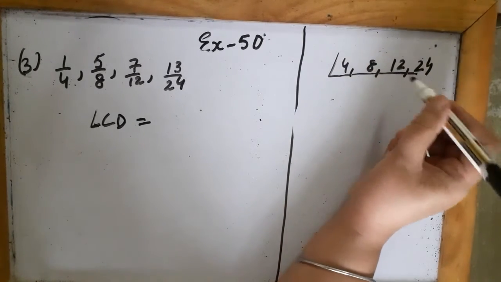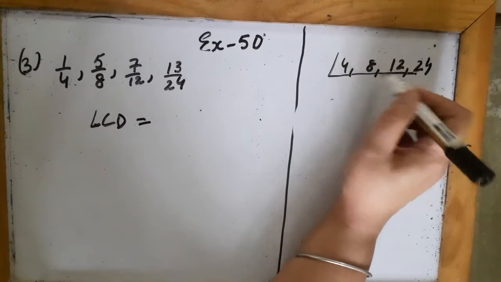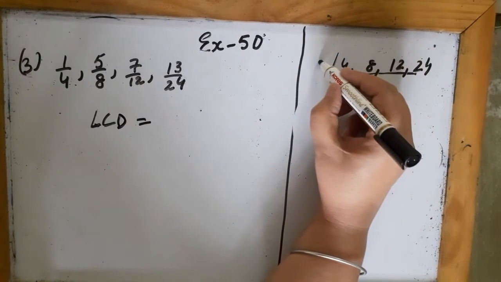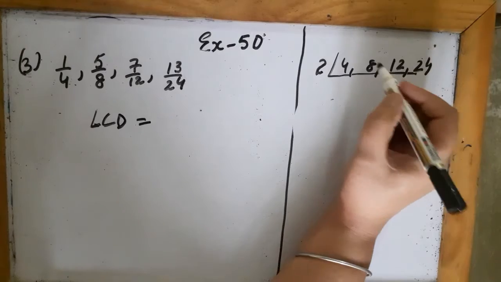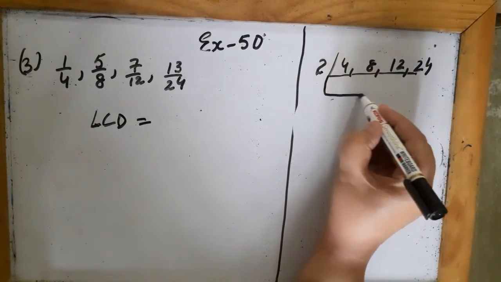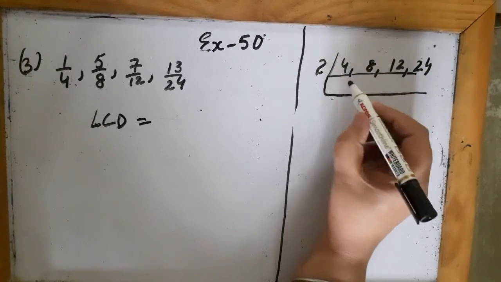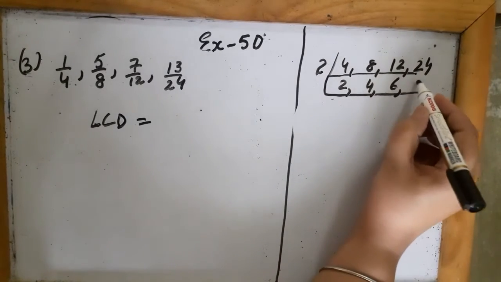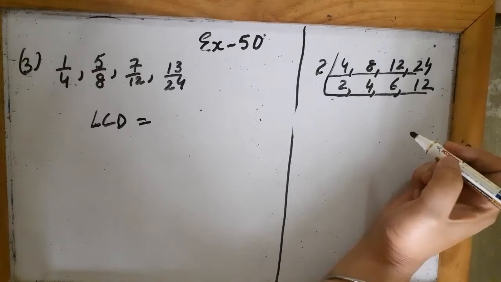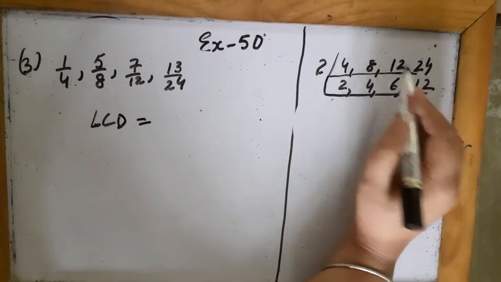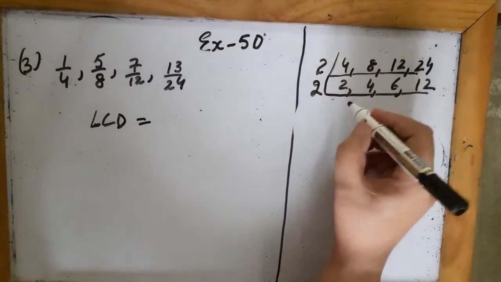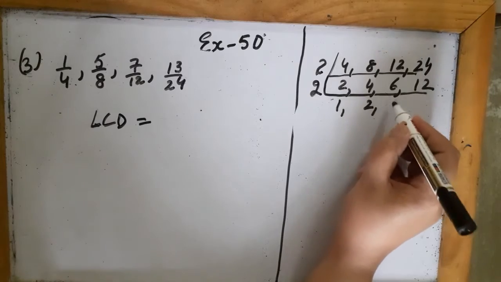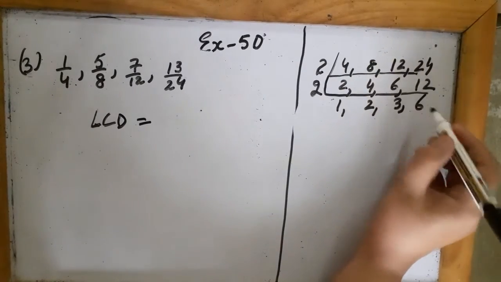So how do we find the LCM? I write all the denominators like this and start by dividing them with 2. Whichever numbers I can divide with 2, I can do that. 2 2s are 4, 2 4s are 8, 2 6s are 12 and 2 12s are 24. Now again I can divide these numbers with 2. So 2 1s are 2, 2 2s are 4, 2 3s are 6, 2 6s are 12.